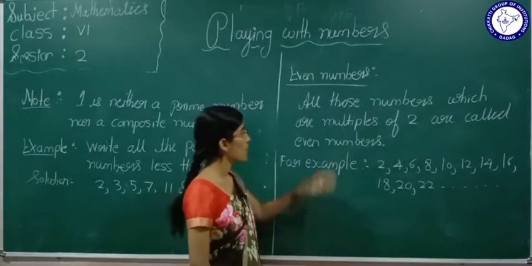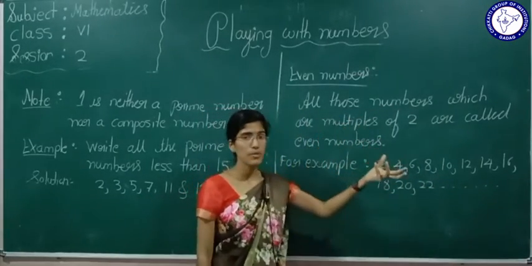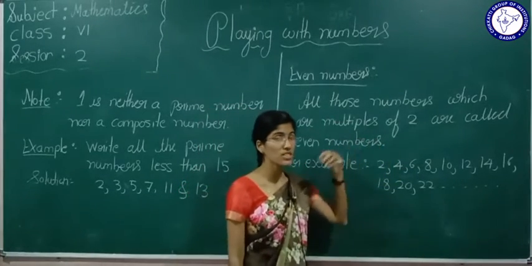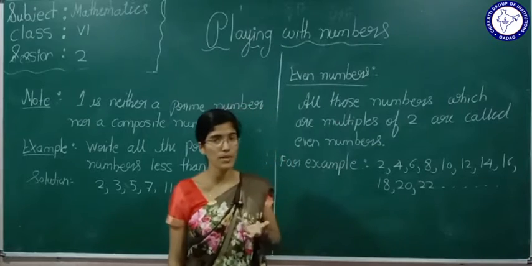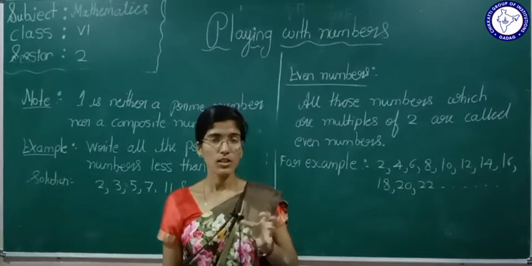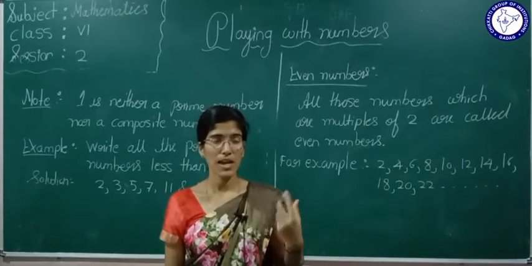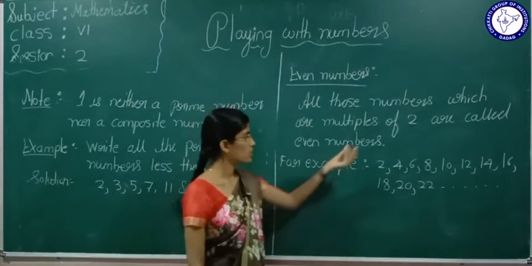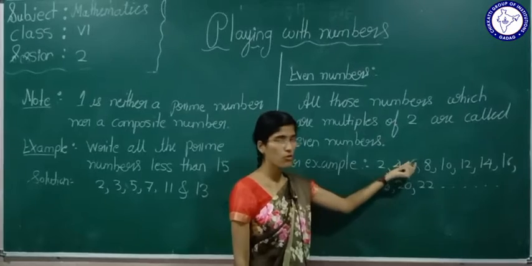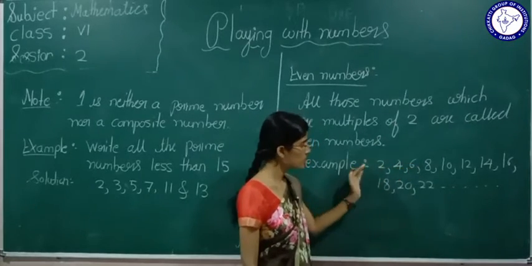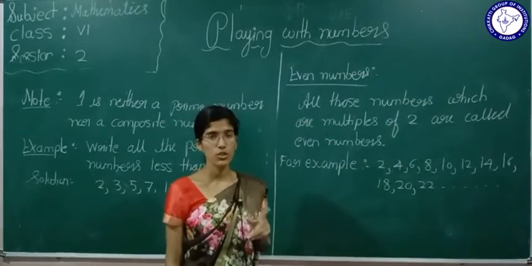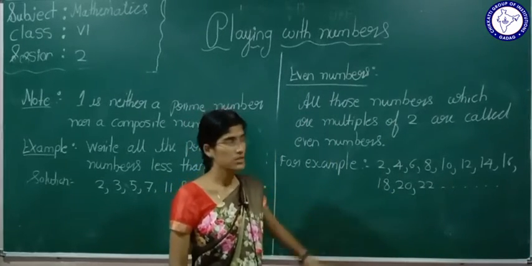See here, all those numbers which are multiples of 2 are called even numbers. What is the meaning of multiple? How are we going to obtain the multiple? If you want the multiple of 2, go on multiplying it by natural numbers. 2 1s are 2, 2 2s are 4, 2 3s are 6. All these numbers are called multiples of 2. Therefore, these are even numbers.